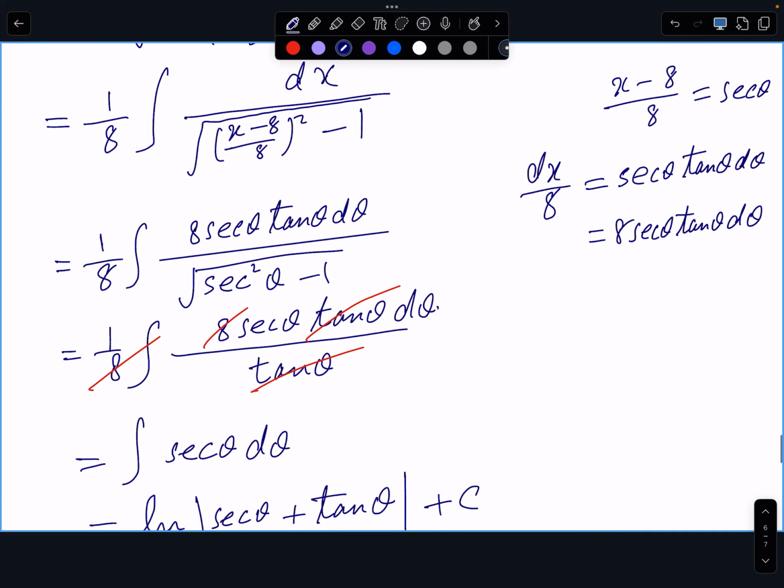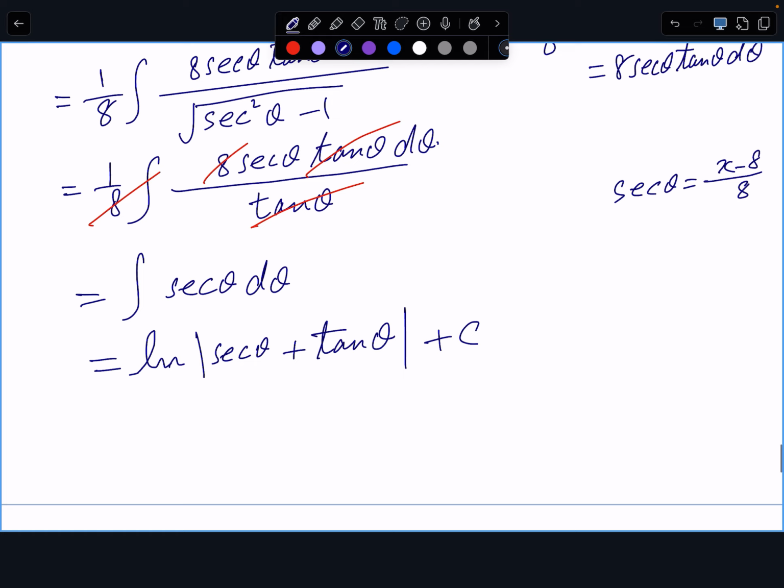Okay, now we have secant theta is x minus 8 over 8, right? Secant means hypotenuse over adjacent. Hypotenuse over adjacent. The adjacent is just 8, while the hypotenuse is x minus 8.